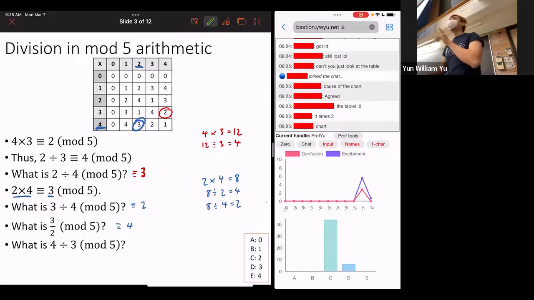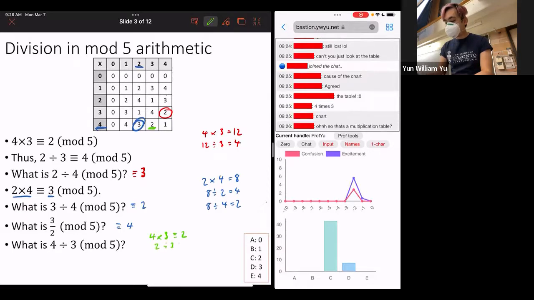Oh, interesting. Okay, so I think we're getting confused about multiplication versus division tables. I think what's happening is for 4 divided by 3, you're taking 4 and 3, and you're like, oh, well, that gives you 2, right? That's not correct, because that's saying that 4 times 3 is equivalent to 2. But that's not what we're trying to reverse. What that would tell you is that 2 divided by 3 is equivalent to 4, and 2 divided by 4 is equivalent to 3. Yeah, that's a multiplication table. Sorry, it's not a division table.